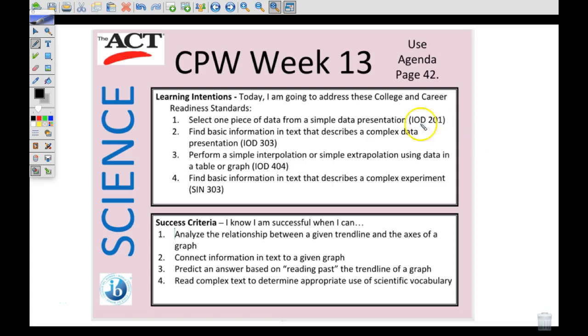ACT practice. Today we're going to select one piece of data from a simple data presentation. Then we'll find basic information in text that describes a complex data presentation. Then we're going to perform a simple extrapolation using data in a table or graph. We'll find basic information in text that describes a complex experiment. And we know we're going to be successful when we can analyze the relationship between a given trend line and the axes of a graph, connect information in text to a given graph, predict an answer based on reading past the trend line of a graph, and read complex text to determine appropriate use of scientific vocabulary.